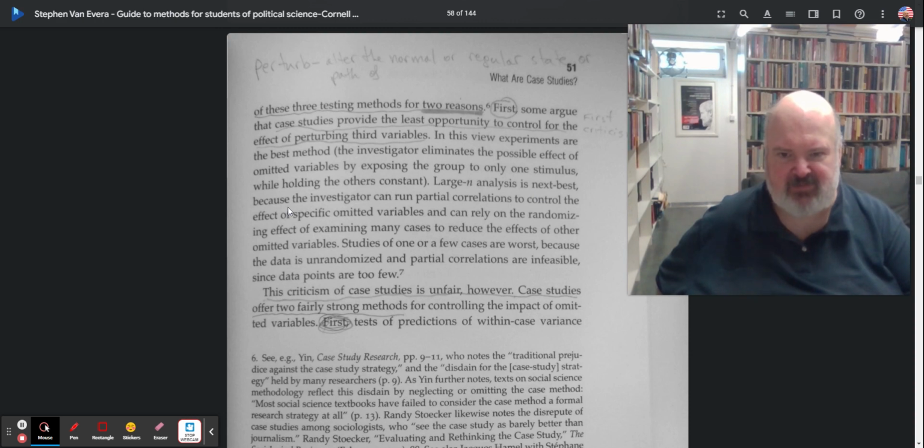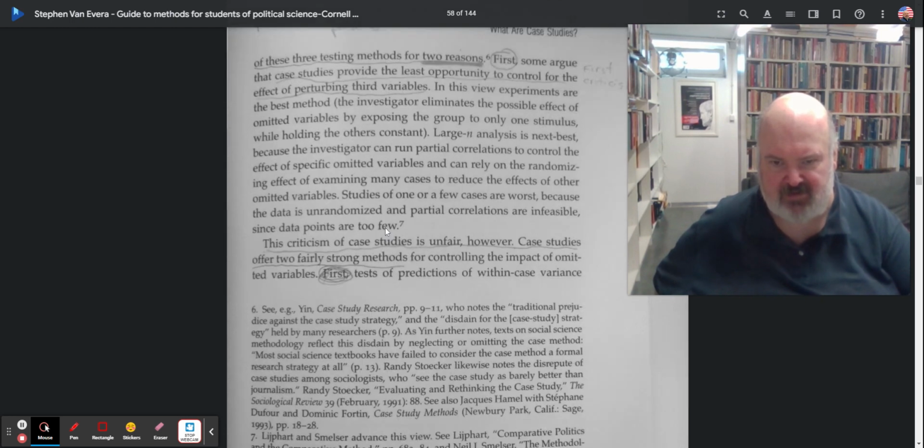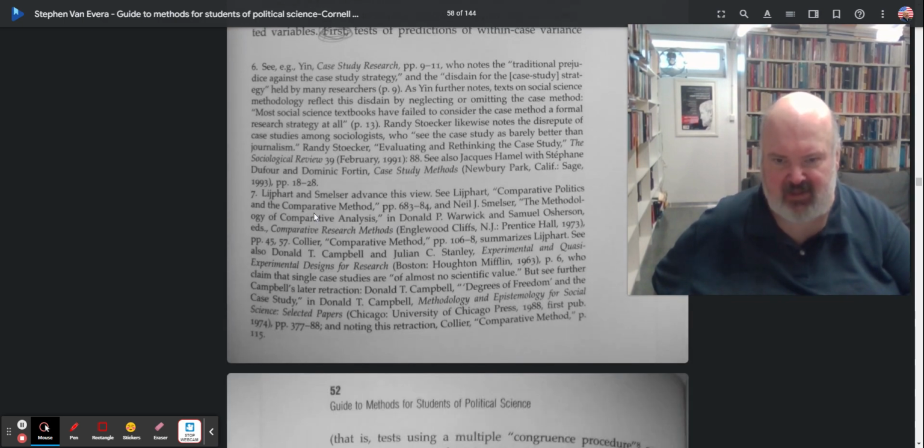Large N analysis is next best, because the investigator can run partial correlations to control the effect of specific omitted variables and can rely on the randomization effects of examining many cases to reduce the effects of other omitted variables. Studies of one or few cases are worst because the data is unrandomized and correlations are infeasible since data points are too few. In other words, Lipset and Smelser advanced this view.